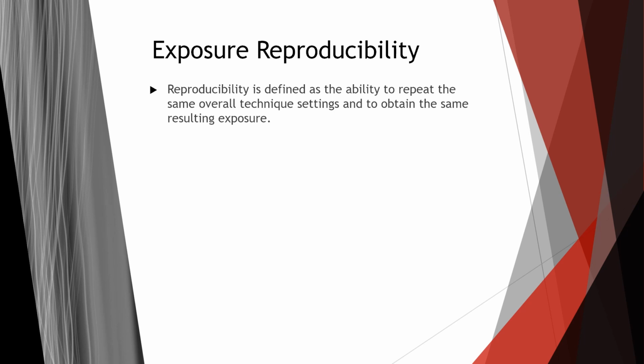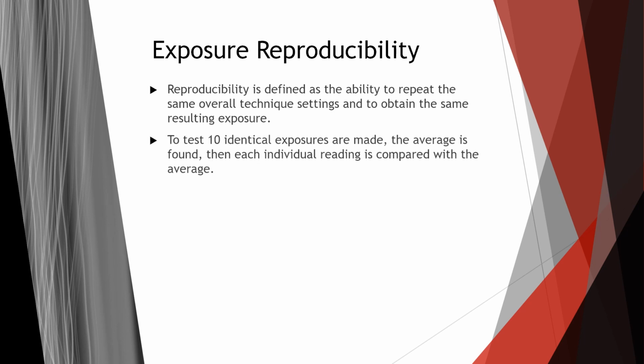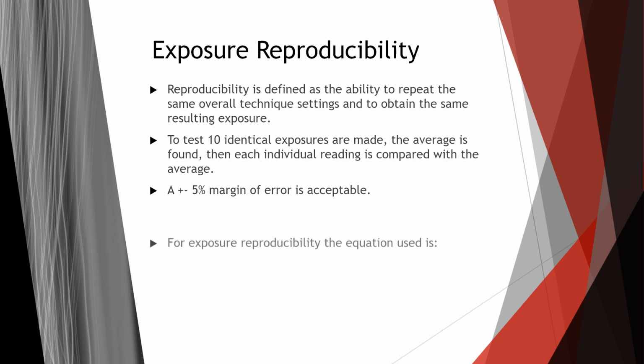So what if we do this 10 times? And that's actually how we test it. We make 10 identical exposures. The average of those exposures is found, then each individual reading is compared with the average. So we find the average of the 10, then we compare each of the readings with it. A plus or minus margin of 5% is the acceptable range on this test.